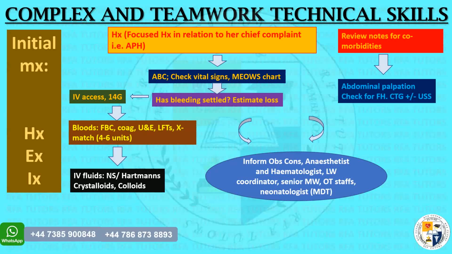Don't forget your ABC, check vital signs, your MEALS chart, and has the bleeding settled, and estimate the blood loss, whether she needs IV access, okay, what are the sort of blood investigations that are required, and also justify why are you doing a full blood count. I'm looking for anemia. I'm looking at the hemoglobin level. Why are you doing a coagulation profile? So you want to rule out any possibility of any blood dyscrasia or any hematological disorder.